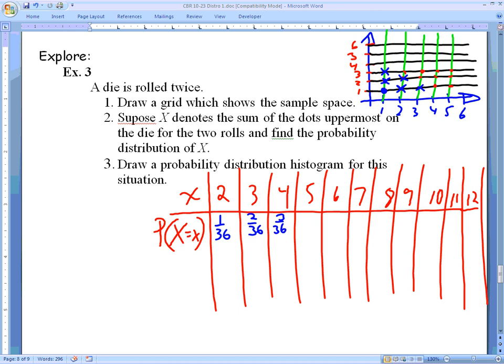And then for 5, I could have 4 and 1, 3 and 2, 2 and 3, or 1 and 4. So that gives me 4 out of 36. Nice pattern happening. And then to get a 6, I could have a 5 and a 1, 4 and a 2, 3 and a 3, 2 and a 4, or a 1 and a 5, which gives me 5 out of 36. For a 7, I could get a 6 and a 1, 5 and 2, 4 and 3, and so forth, which gets me 6 different values out of 36.